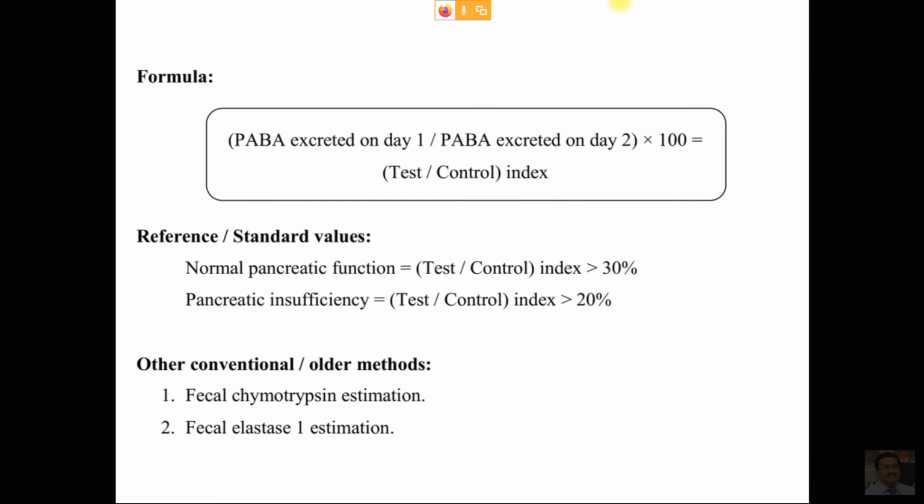This T by C index has the same reference value for both the fluorescein dilaurate and the PABA test. For normal pancreatic function, as we discussed just now, the T by C index is 30. If it is 30, that is the upper range, and 20 is the minimal range. And for pancreatic insufficiency, T by C is 20 or less, that indicates pancreatic insufficiency.